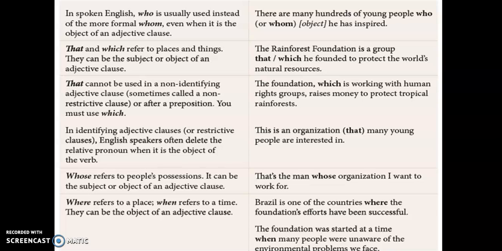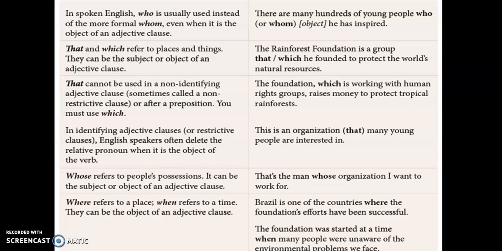Now we have the case of the pronoun that. That and which refer to places and things. They can be the subject or object of an adjective clause. I say that, but you can also use which. In some situations it's preferable to use which. The example says the Rainforest Foundation is a group that, or which, you can use both, he founded to protect the world's natural resources.